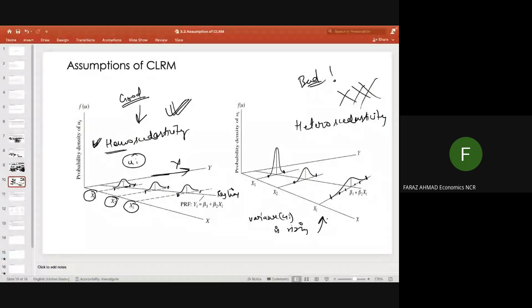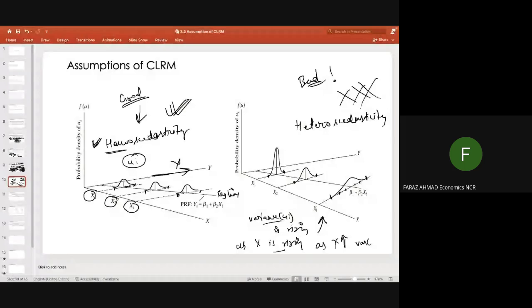To be precise, the variance is rising. Variance of u_i is rising in this graph, and x is also rising. As x is rising, variance is rising, right? As x rises, variance of u_i rises in this case. So what does it mean? You can take one example.